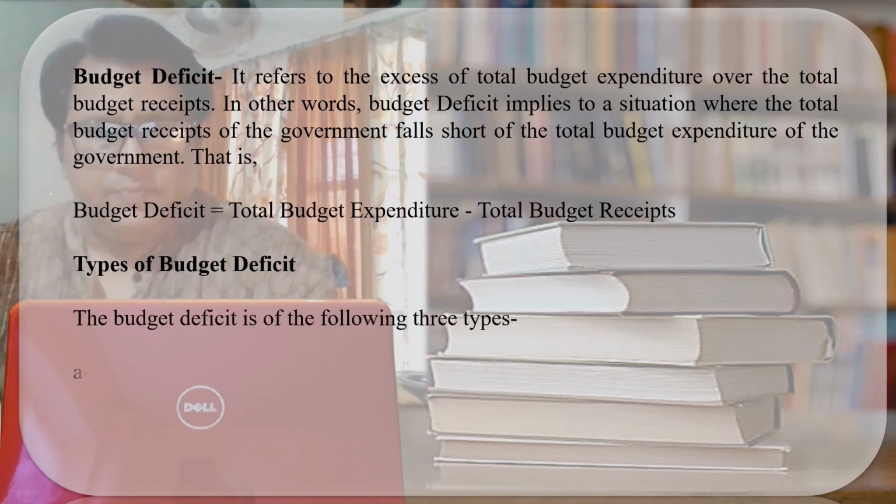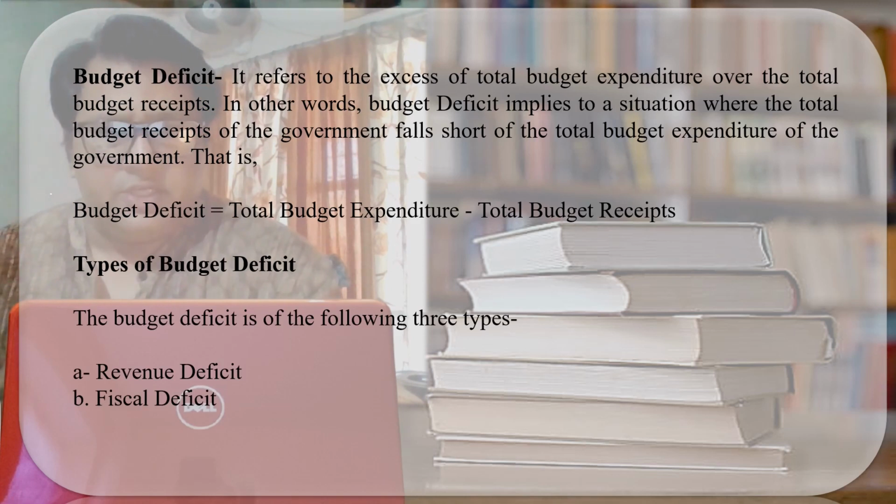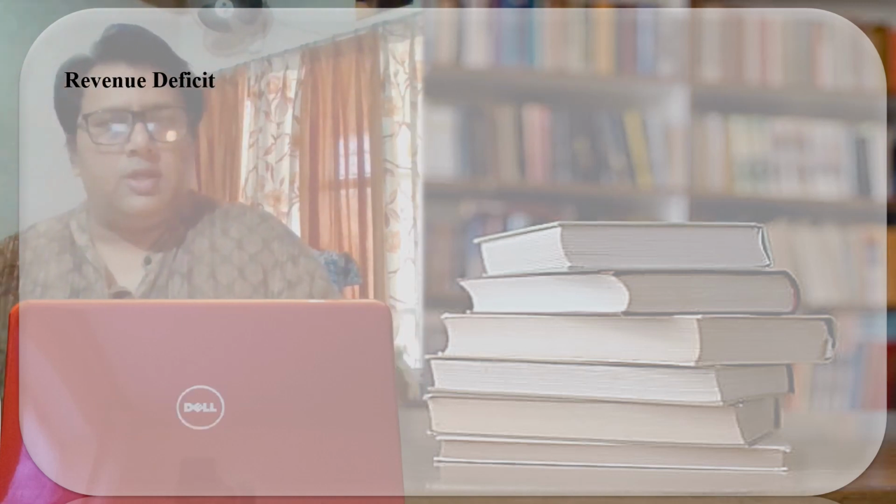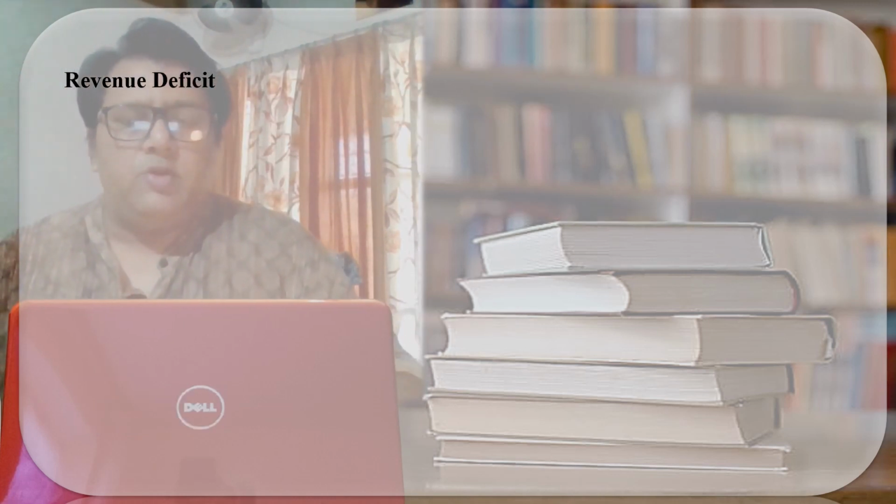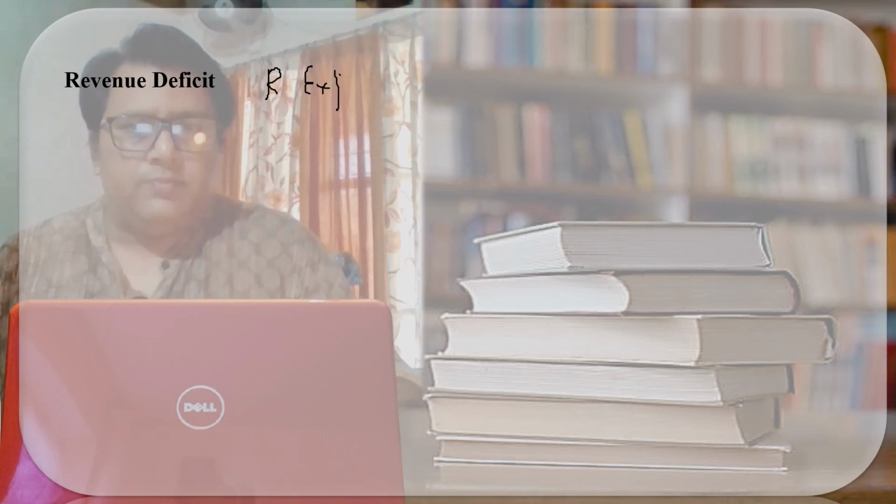Here we can say the first one is revenue deficit, the second one is fiscal deficit, and the third one is primary deficit. We will discuss all these things in detail. Now let us discuss what is the revenue deficit. Revenue deficit is that type of budgetary deficit where the revenue expenditure exceeds the revenue receipt.